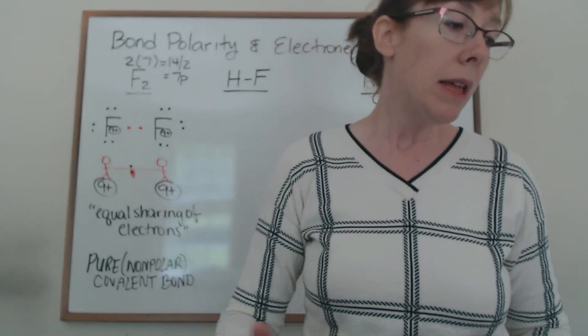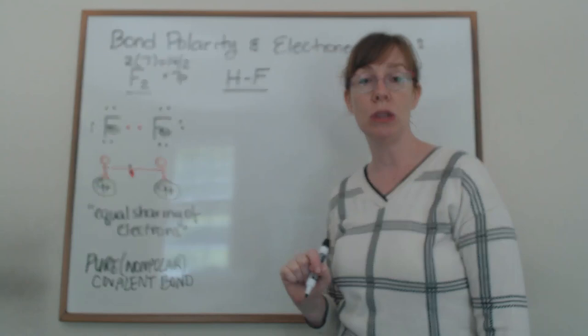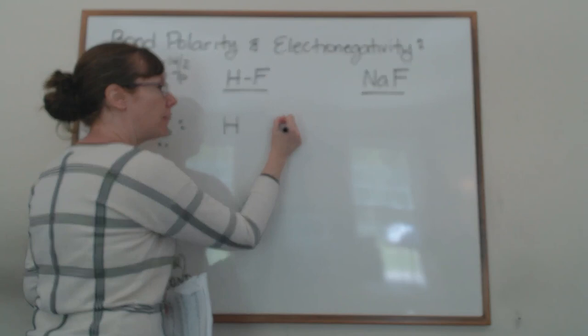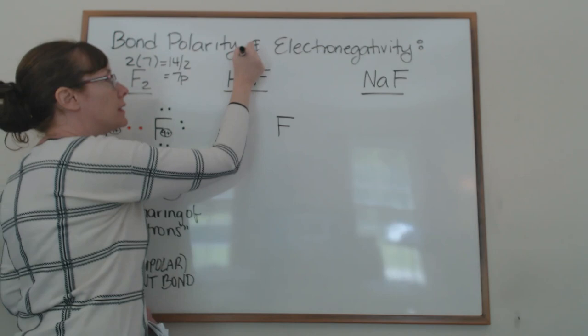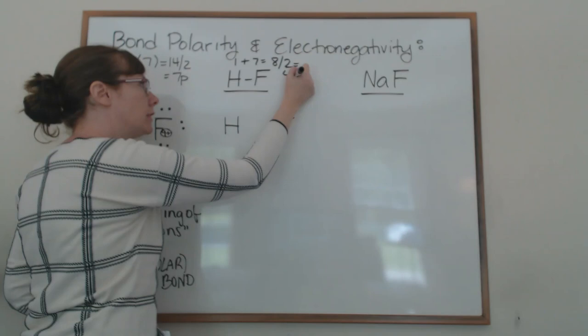Let's go ahead, though, and contrast that to the next molecule, HF. Let's go ahead and do our Lewis structure, H and F. So we've got H and F. Second step is total number of valence electrons. So hydrogen gives us 1, fluorine gives us 7. That's 8 total. That equals 4 pairs. Connect them together is step 1.